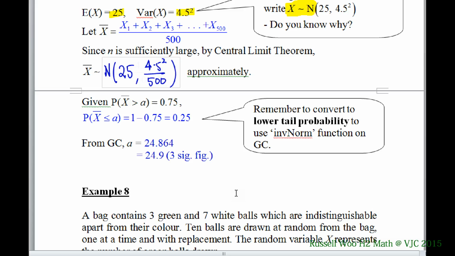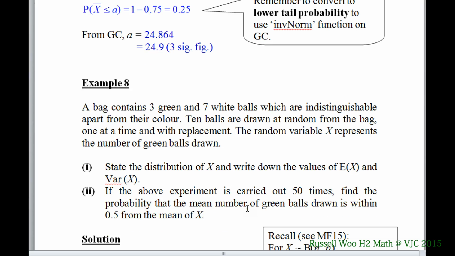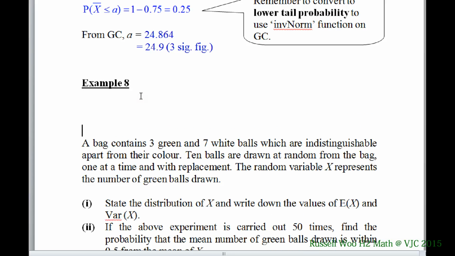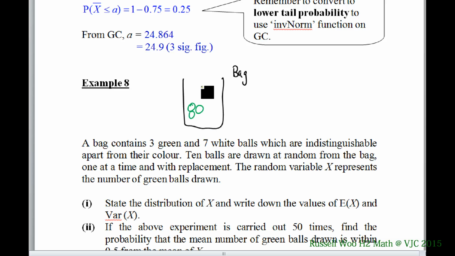Okay, example 8. Let's read the problem again. A bag contains... let me draw the problem. A bit bored already, read so many examples, but let's make our life a bit more interesting. This is a bag. Then we have 3 green balls. Then we have 7 white. I cannot use white ink.